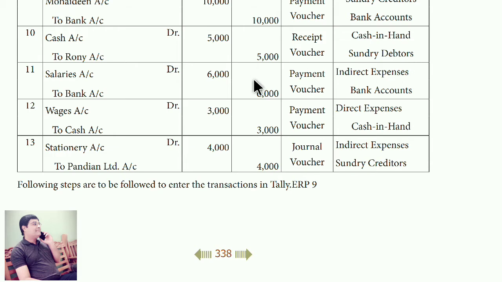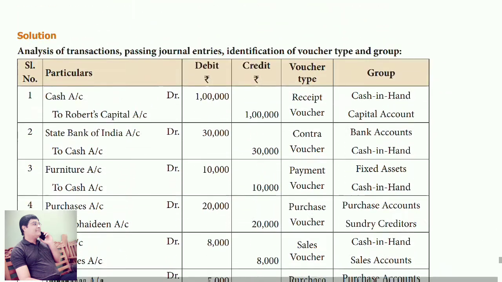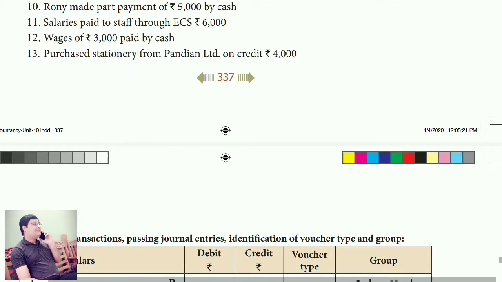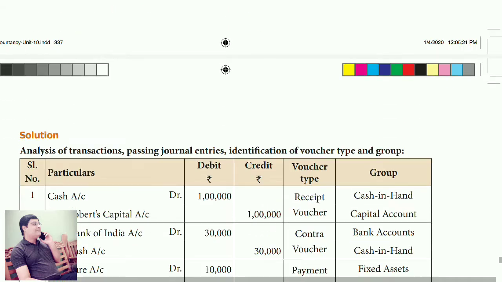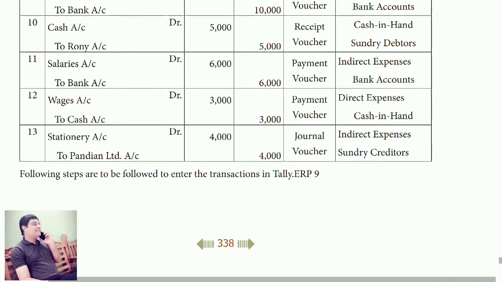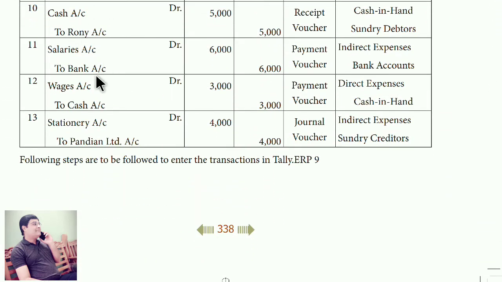Next, the 11th question. Salary paid to staff through ECS. ECS means through the bank we make the payment. So money goes out. See the answer. Salary account, payment voucher. Salary is what? A nominal account. It is an indirect expense, so it will come under the indirect expenses group in Tally. Bank will come under bank account.